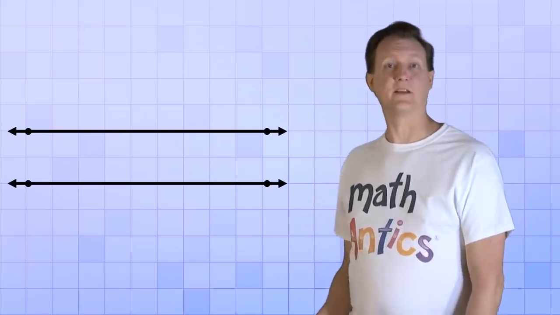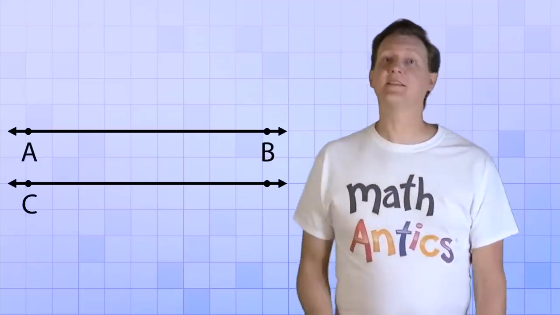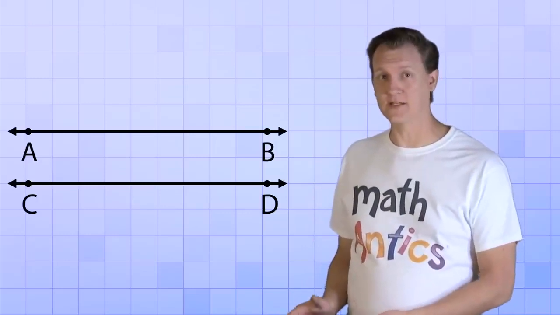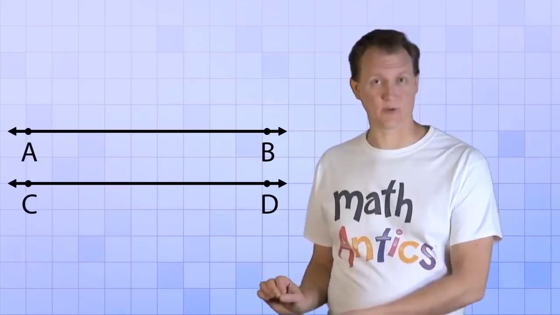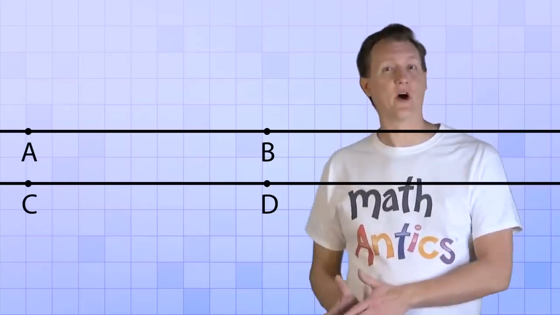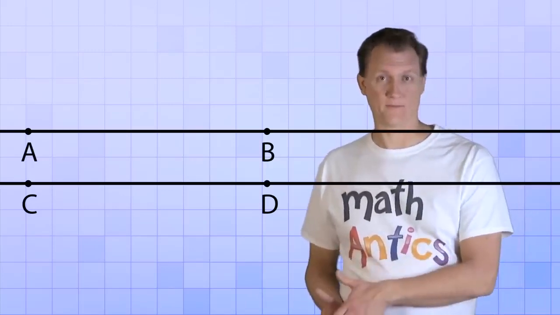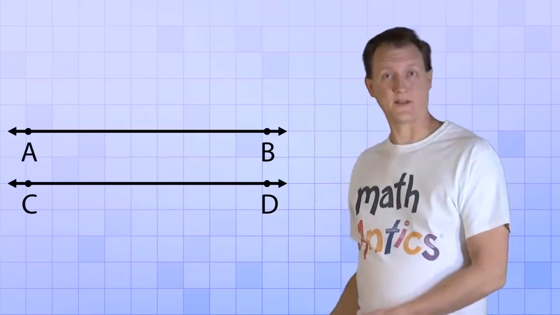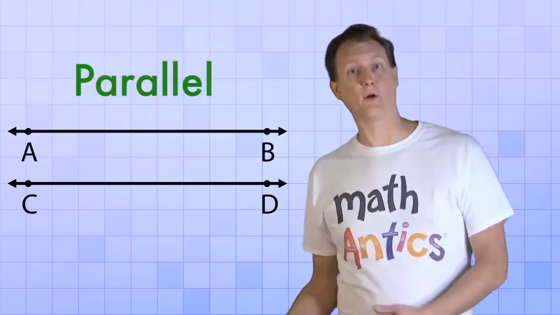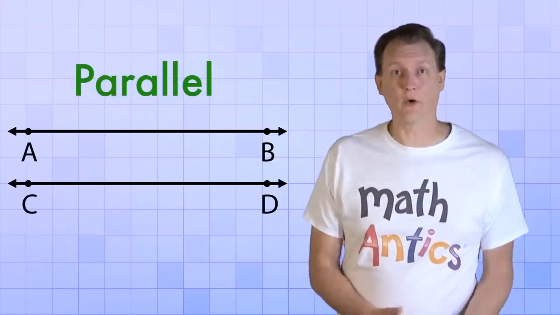These lines are conveniently called line AB and line CD. Now the important thing to notice about these two lines is that they're pointing in exactly the same direction. So even if we extend them forever, they would never cross or even get closer together. When two lines are arranged like this, we call them parallel. Now you've probably heard the term parallel before, like parallel parking or a parallel universe or parallel bars.